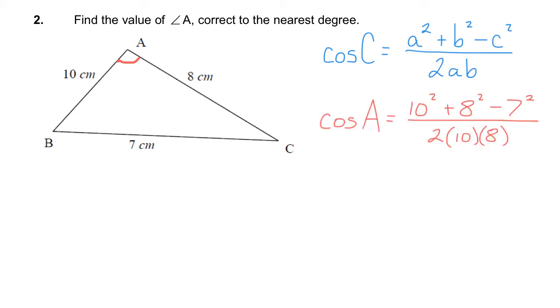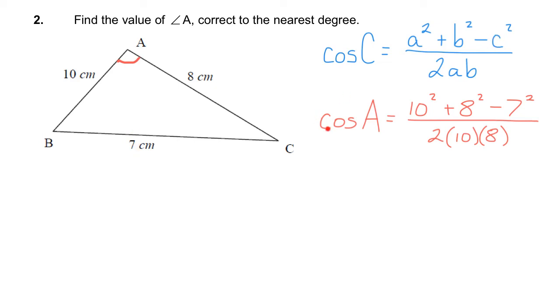So a lot of people are going to make the mistake of not putting the 7 in the right spot. Remember, 7 is the side that's opposite the angle we want. So that is the one that has to go in this spot, the one that's being subtracted. If you don't do that, let's say you put the 8 here instead of the 7, you're going to get the wrong answer. So this is something you really have to watch out for, is you need to put the opposite side to your angle in the right spot.